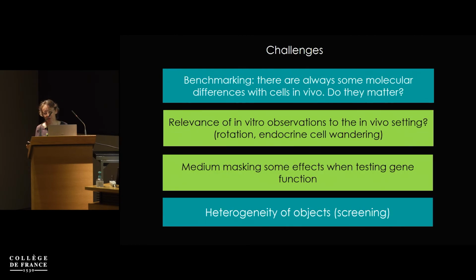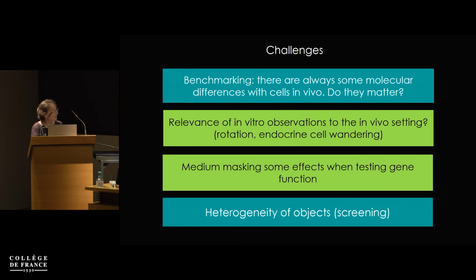I don't want to be too rosy. There are issues with organoids. The benchmarking is hard. You always find differences, and you never know whether these differences will matter. And I don't think we're going to be able to resolve that. The relevance to in vivo observations is difficult to establish. When we see these rotations, what do they actually mean in vivo? I think they mean something, but probably they mean that the cells can act as a collective. But how do they act as a collective in an in vivo setting?